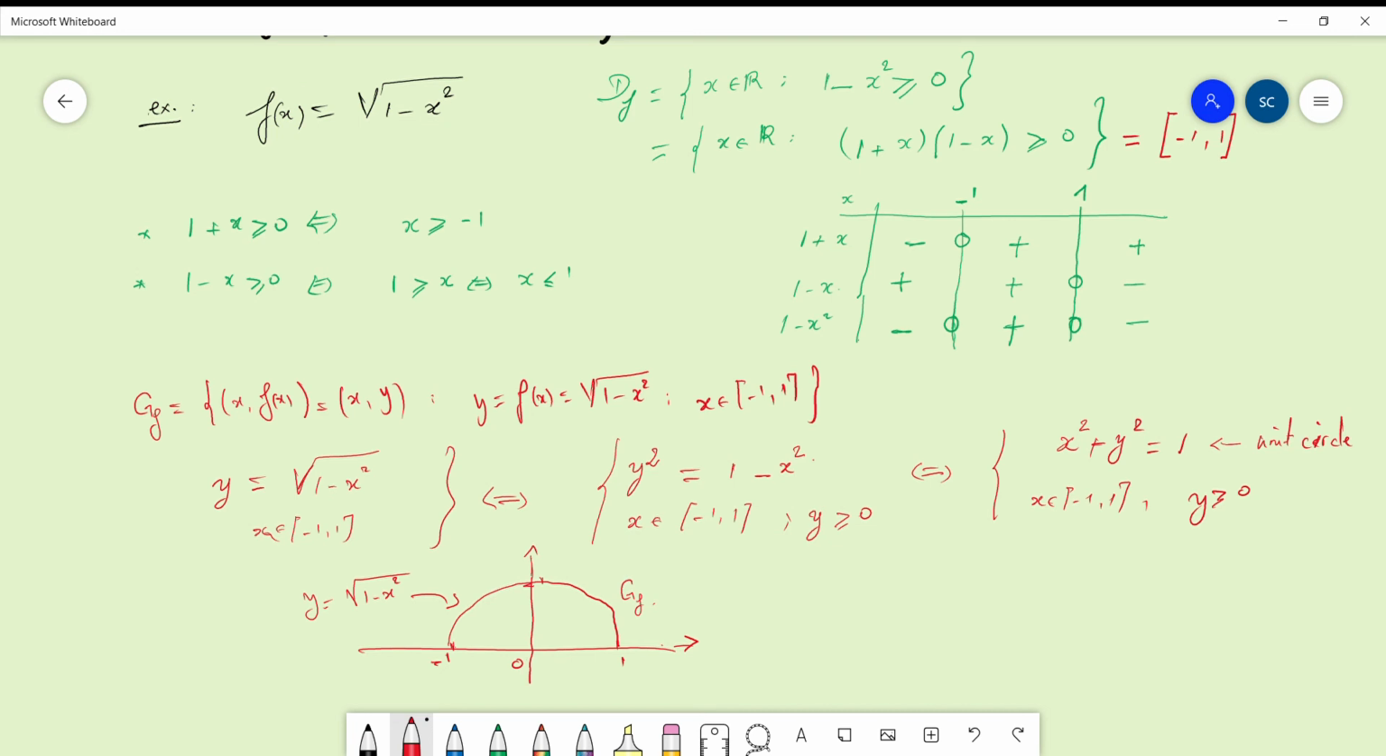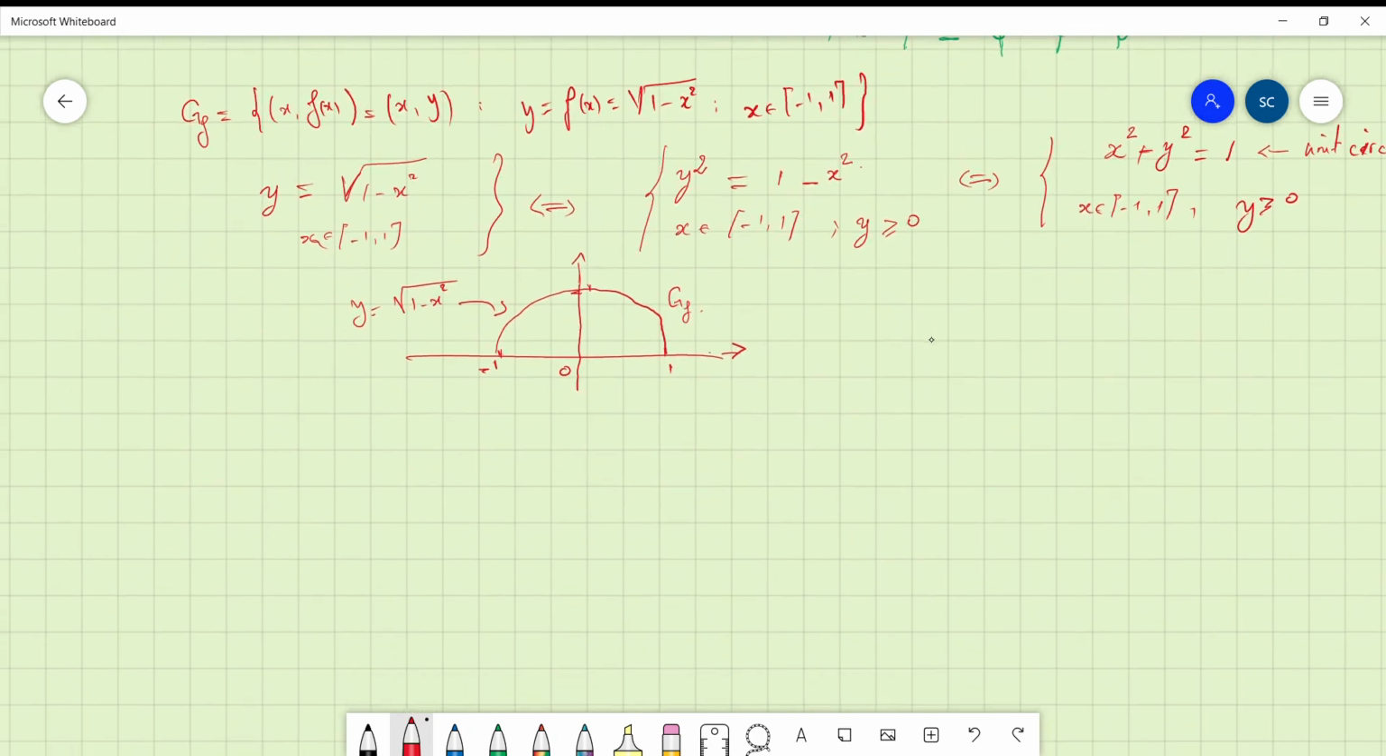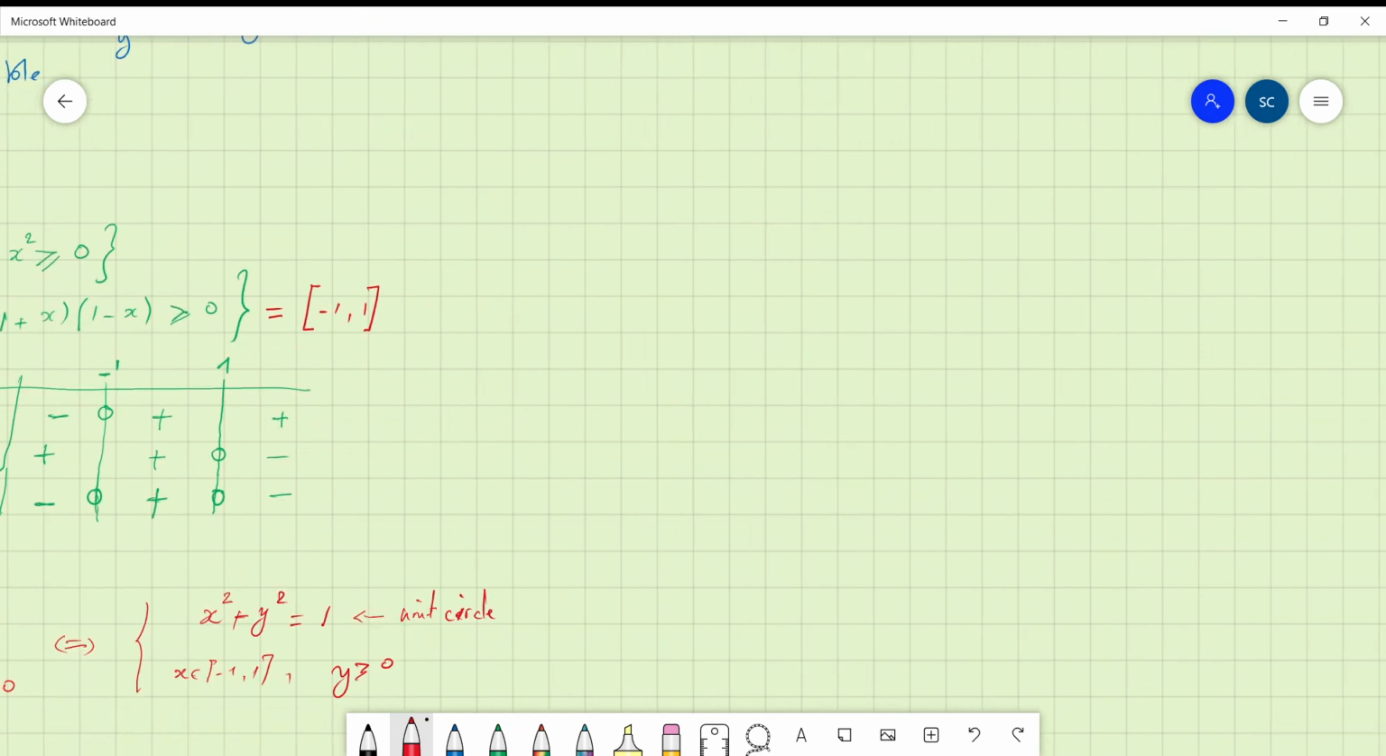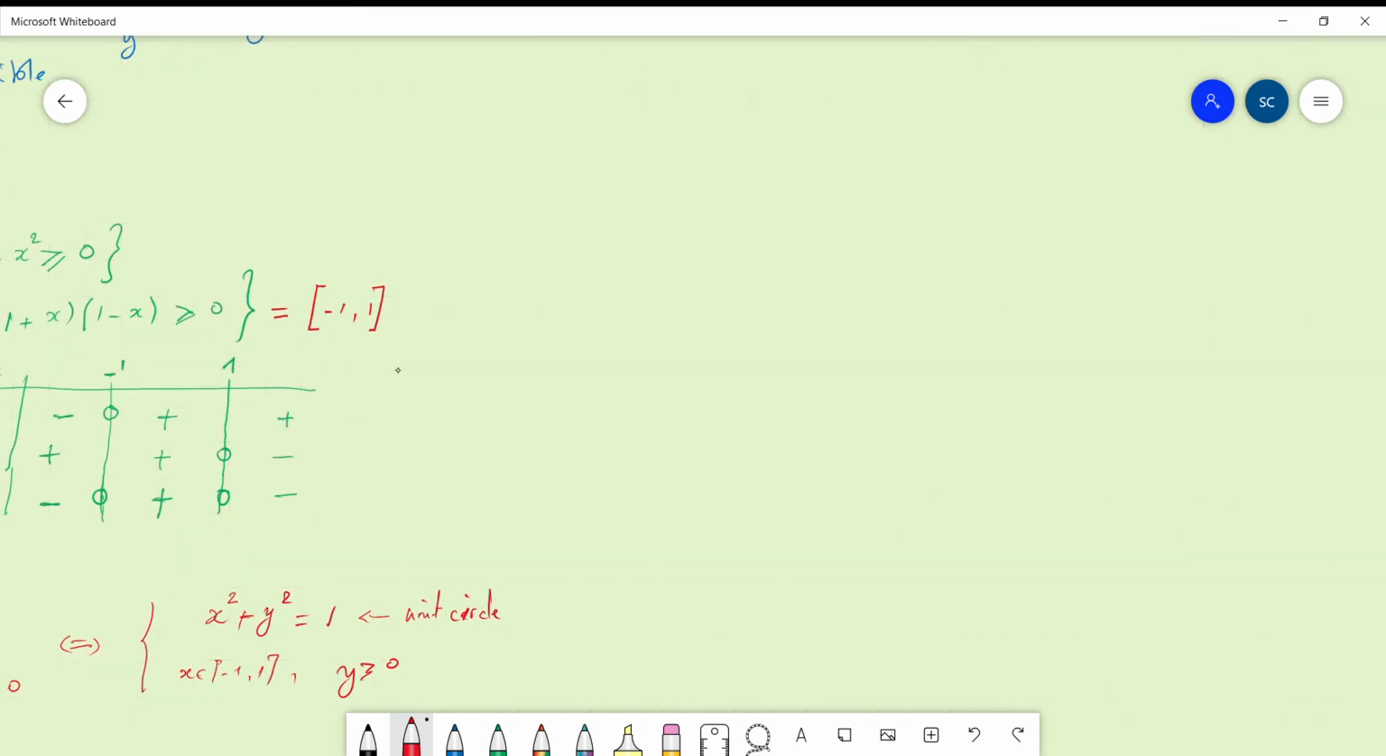Okay. Now, let's see another idea. Let's look at this graphing.